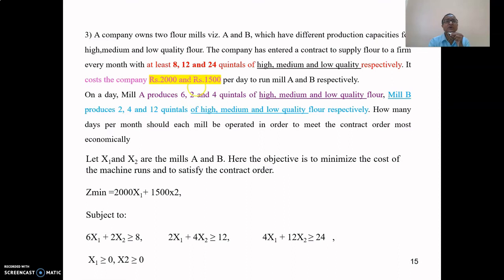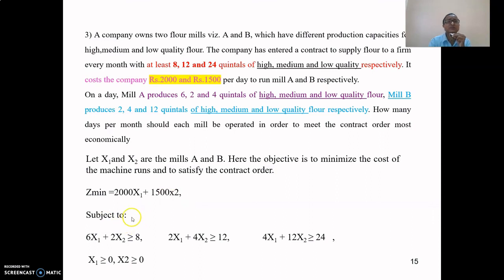Okay. Now, to satisfy the customer demand, here the objective function is minimum. At least minimum they have to produce, so our objective function is Z minimum. Now the cost is given for A and cost is given for B. So I will write here 2000 x1 plus 1500 x2 subject to the constraints.